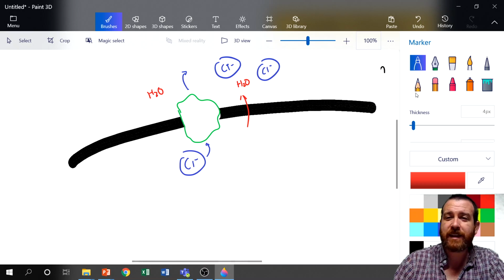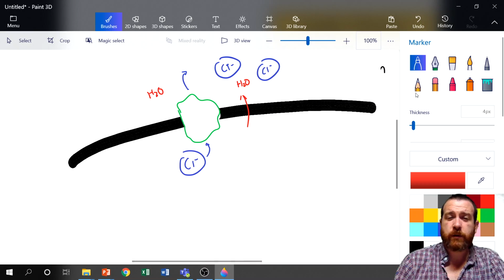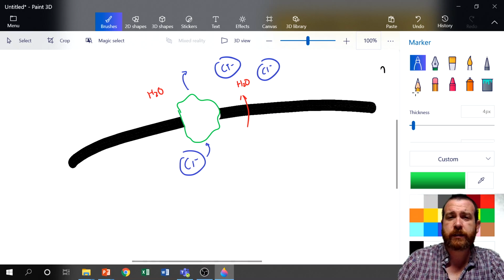More water kind of thins this goo. Well, what's going wrong with this in individuals with a CFTR gene error? Well, it's not that they don't make this chlorine pump. It's that this chlorine pump is not properly inserted.